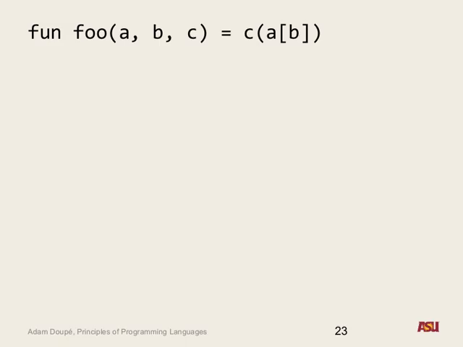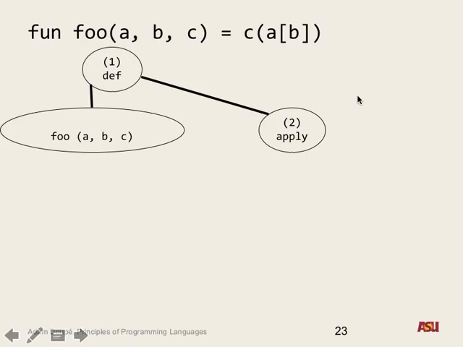So here we have this function definition. I'm going to number the nodes. We have the function definition at the top of the tree. We have foo ABC on the left. On the right, what's the first thing that's going to happen? The apply. So what are we applying to what? What are going to be the children of this apply? So what does this node represent in relation to the definition? The body, yes. The body of the function. So we're defining a function, the signature is on the left, on the right is the body of the function.